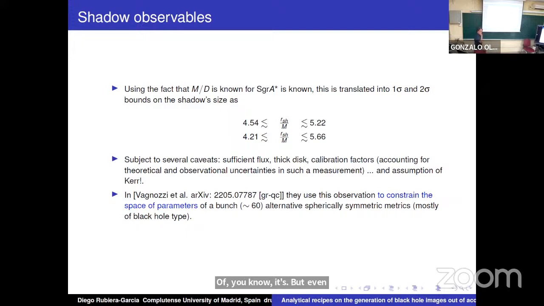So by default. Now, if you have a black hole beyond general relativity, this assumption is overruled. So there are many hidden assumptions here. This also has to be taken very carefully.